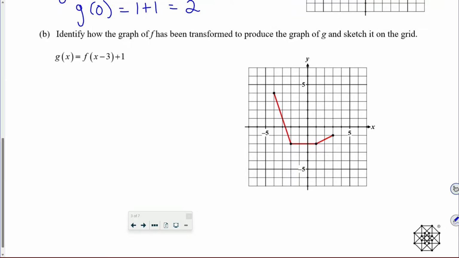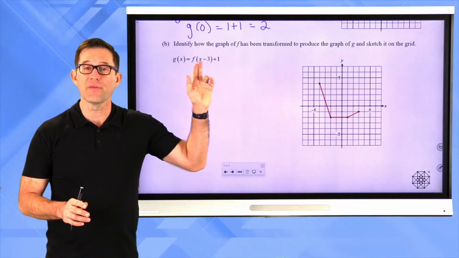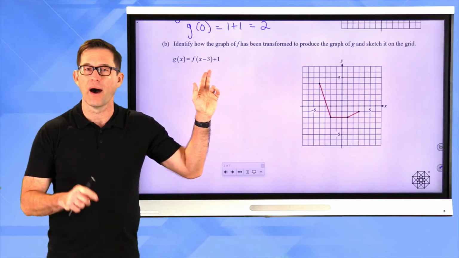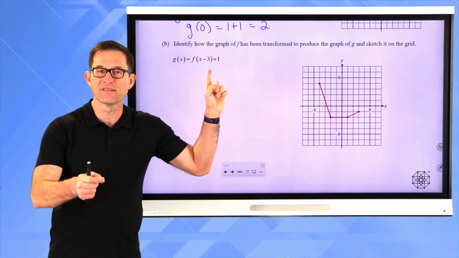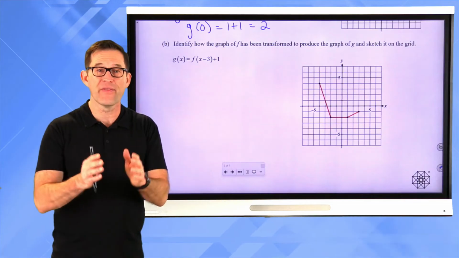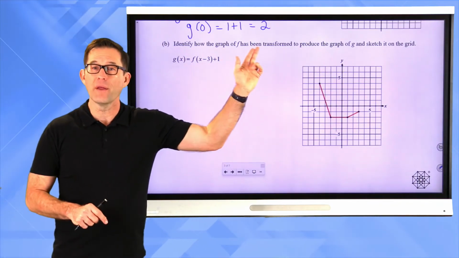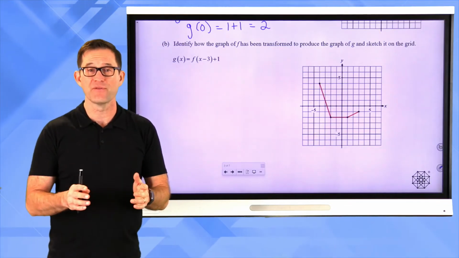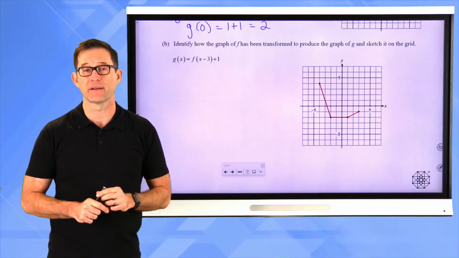Identify how the graph of f has been transformed to produce the graph of g and sketch it on the grid. Okay, so what we want you to be able to do is look at this particular definition and go, well, I subtracted 3 from x directly, and that does something. And then I added 1 to the overall function, and that does something. Pause the video now, identify what the transformations have been, what the shifting has been, and then use that to try to graph g of x.